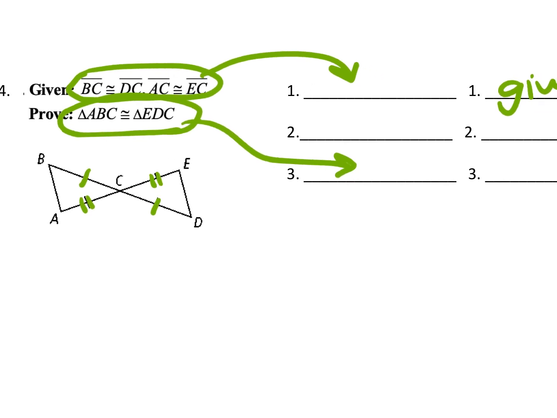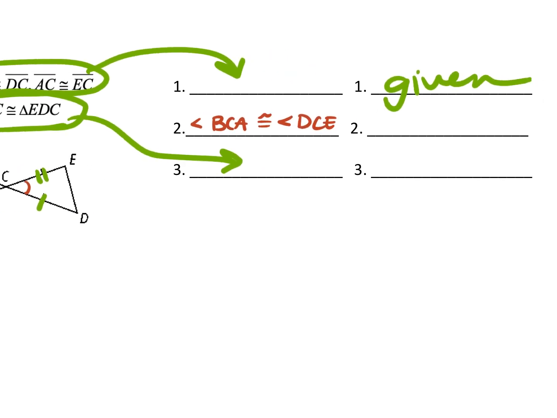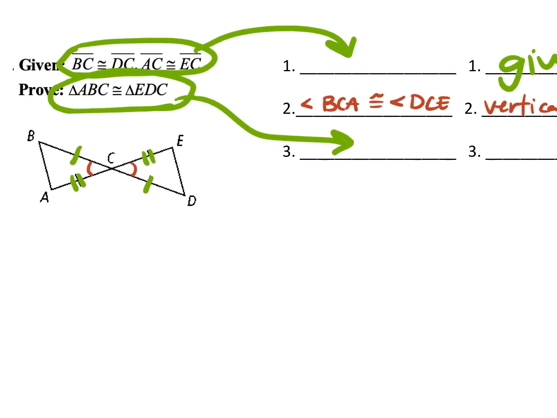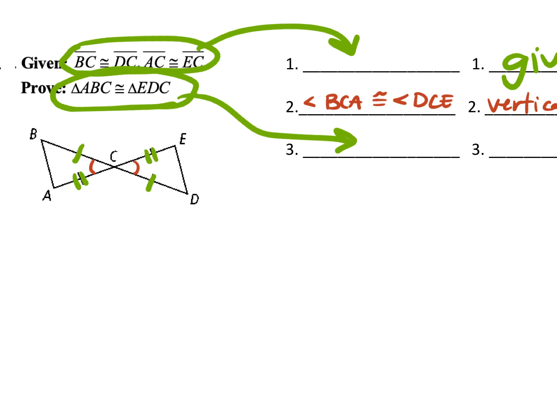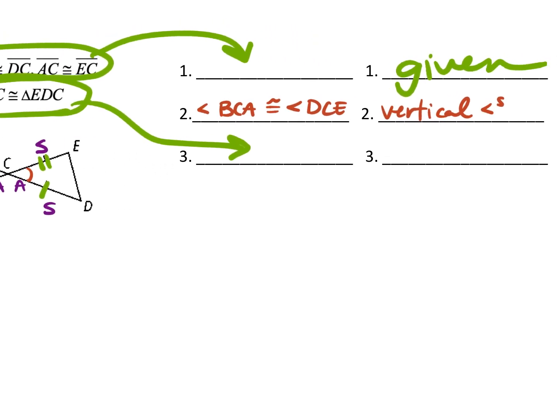Vertical angles, yes. So mark them, okay? And then you can name them. Angle BCA is congruent to angle DCE because of vertical angles. Okay. So knowing that, we can now say the triangles are congruent. Why? Side, angle, side with side, angle, side, right? So that is SAS.